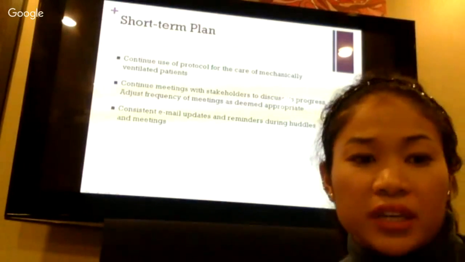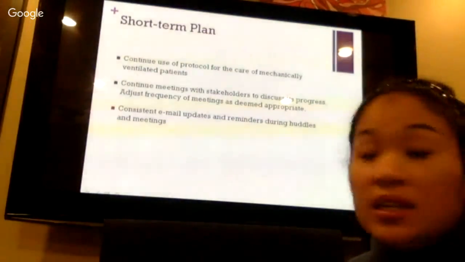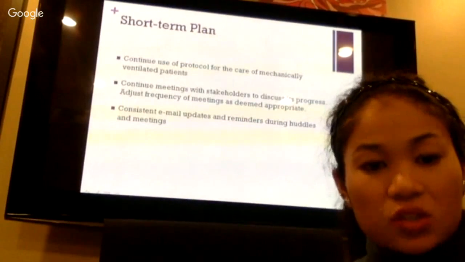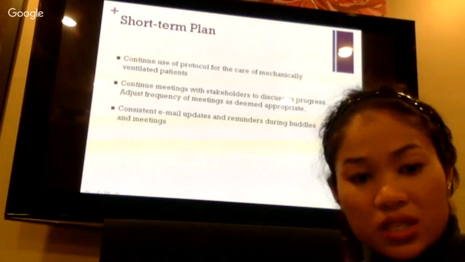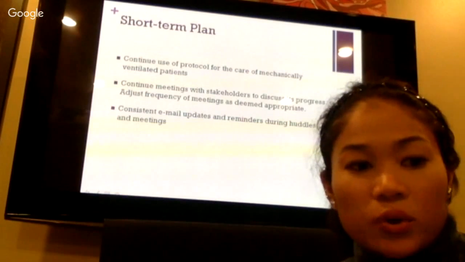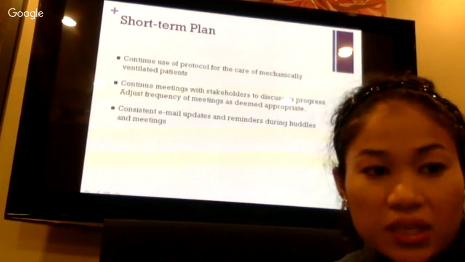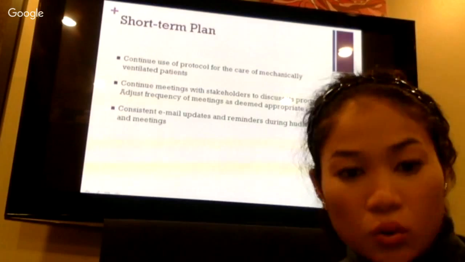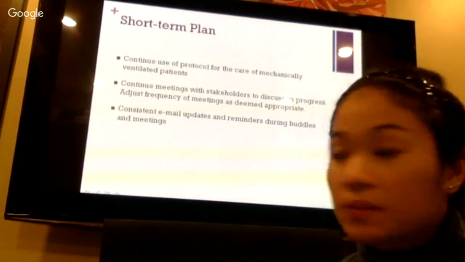Another short-term plan would be to continue meetings with stakeholders to discuss the project's progress. And as time goes by, meetings would not need to be as frequent, but I made it a point, with everyone's schedules and everything, to make sure that we still stay consistent with email updates on a weekly basis. And this topic will always be included in our huddles and our meetings.